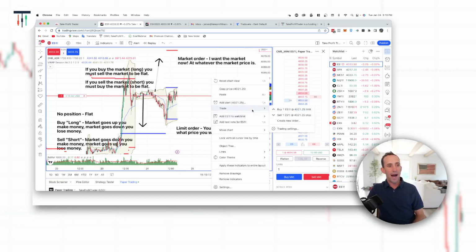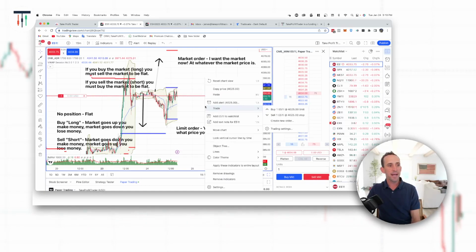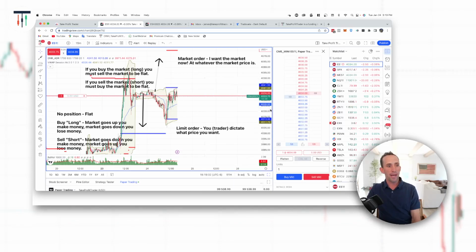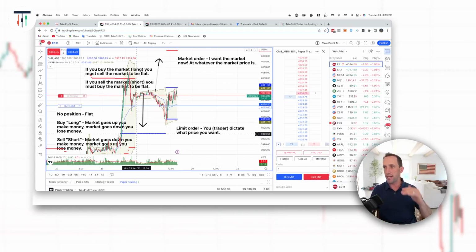Okay? Now, I can buy at a lower price. So whatever price I click on, if you look at the right side of my screen, you see it says 40, 25, 50, 40, 25. So if I wanted to buy this market back at 40, 25, and that's where I thought the market was going, I right click, I go to trade, buy 1 ES at 40, 25. What that's going to do is put your order out there that says, I only want to buy the market at that price. I don't want to buy the market at any other price. I want it at that price, okay?